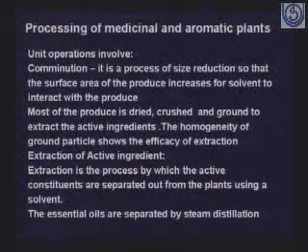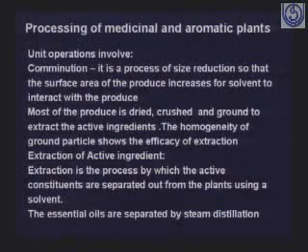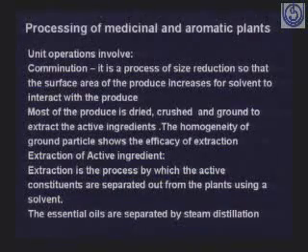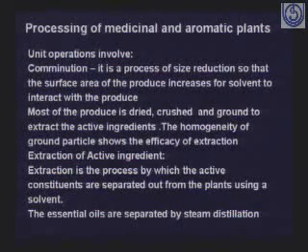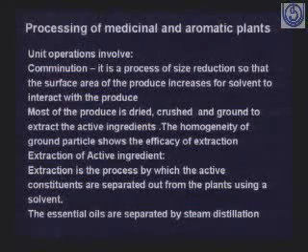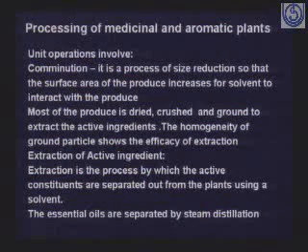Processing of medicinal and aromatic plants involves comminution. It is a process of size reduction so that the surface area of the produce increases for solvent interaction with the produce. Most of the produce is dried, crushed and ground to extract the active ingredients. The homogeneity of the ground particles shows the efficiency of extraction. And the active constituents are separated using the solvent. The essential oils are separated by steam distillation.